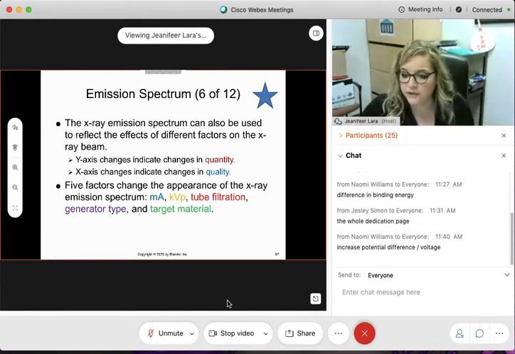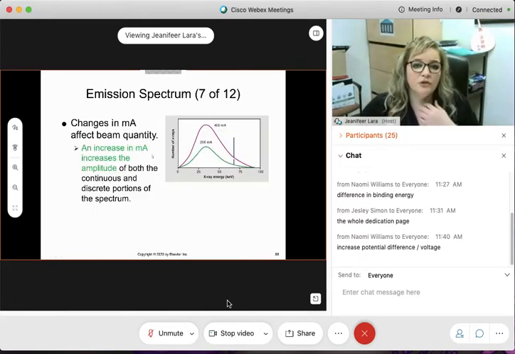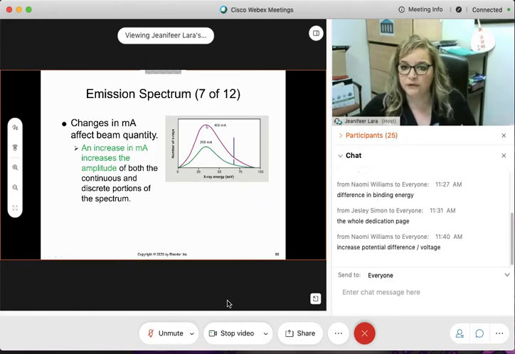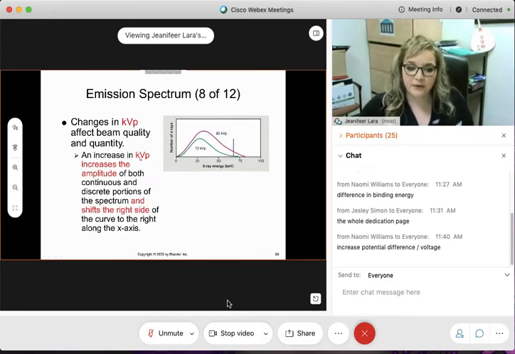All right, so here, let's finish out this section. So changes in mA: if we double the mA, we double the photons, so we double the quantity of the curve, right? The amplitude, we doubled it by doubling this. If we increase kV, whether 15% or doubling, we're not going to double the quantity. However, we are going to increase the energy of the entire X-ray beam.